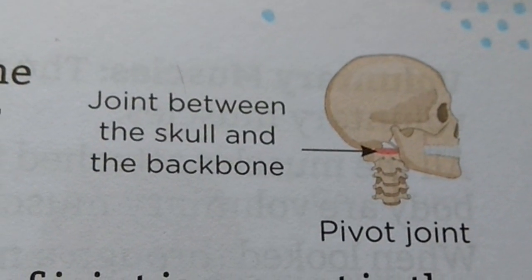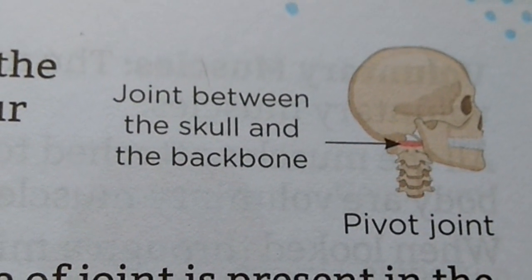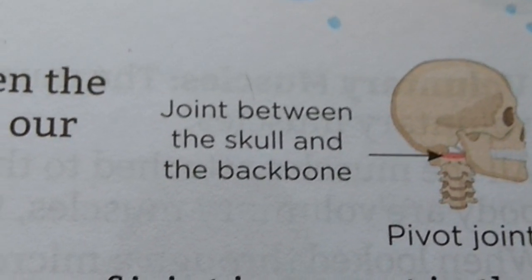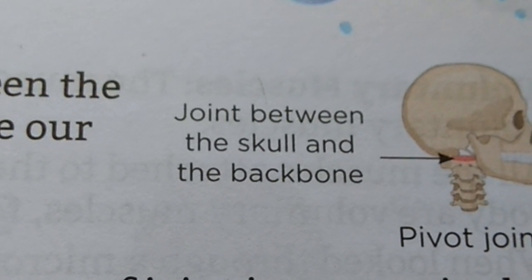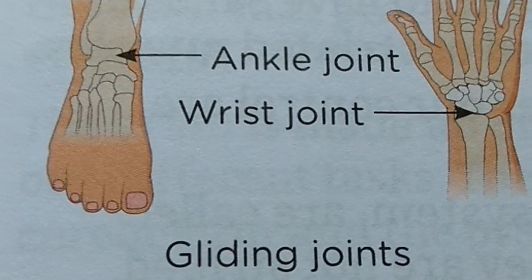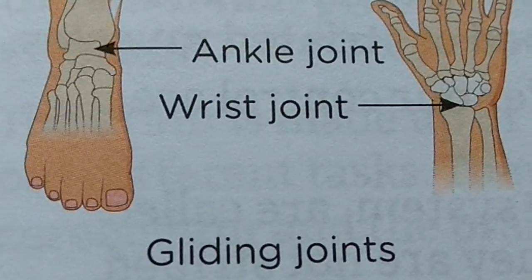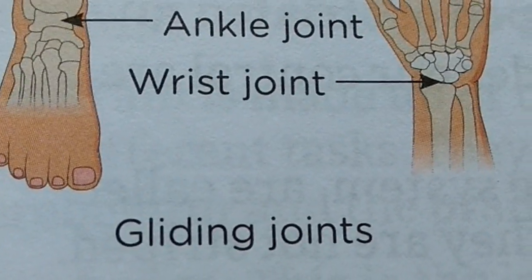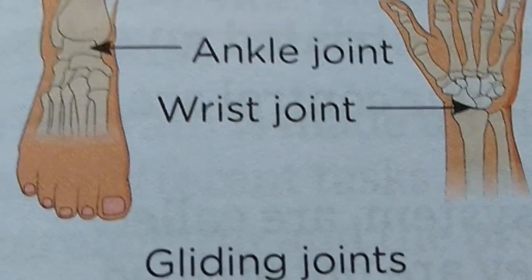Now comes the third joint, the pivot joint. This type of joint is found between the skull and the backbone, and because of this joint we can move our head up and down and sideways. The fourth type of joint is the gliding joint, which we can see in the ankles and the wrist. We can bend, turn and twist because of this type of joint.